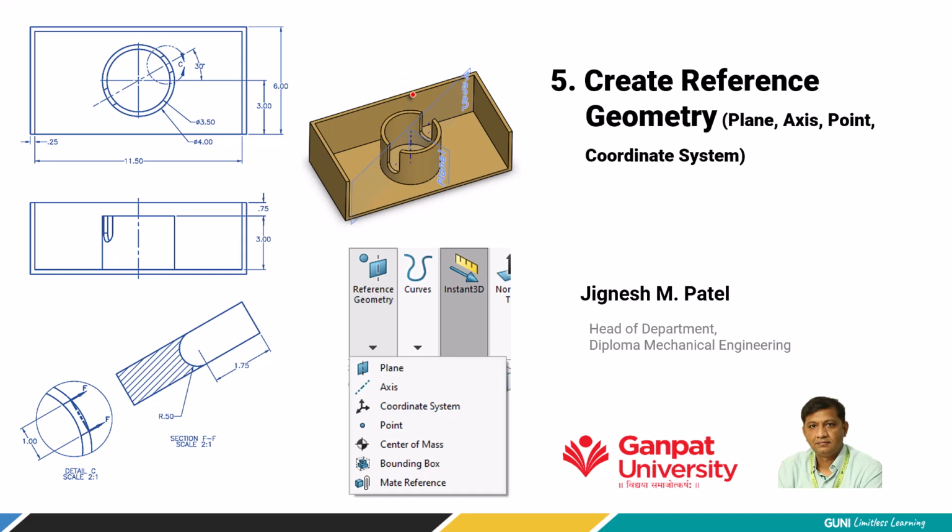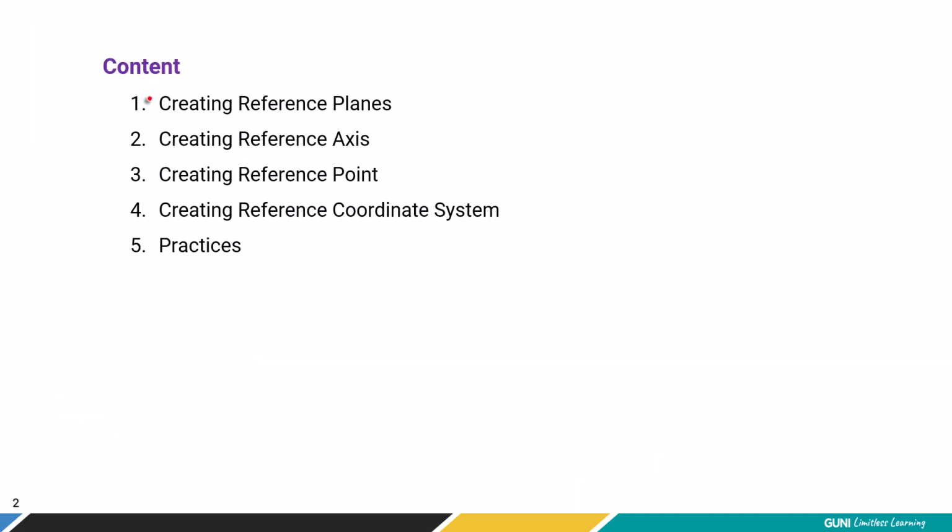Now in module 5, we are going to learn how to use reference geometry like plane, axis, point and coordinate system. In this module, we'll learn how to create reference planes, axis, point and reference coordinate system. After going through all of these, we'll have a rigorous practice on all of these 4 points.